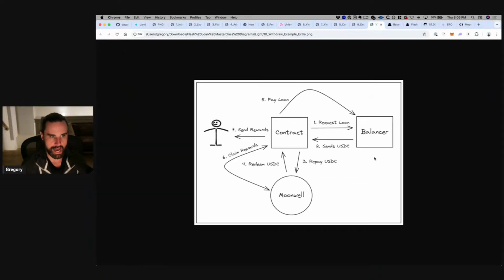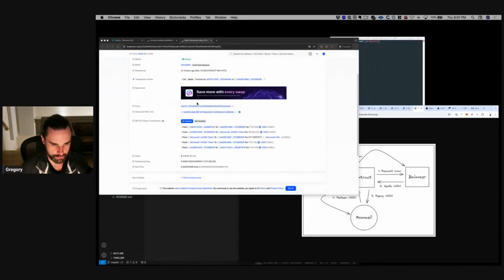So after we wait some time, what we do is we request the flash loan, send the USDC back, pay back the USDC to Moonwell, get our USDC, get our well rewards, and then send everything back to our developer wallet. Okay. So let's go ahead and demonstrate that working right now.